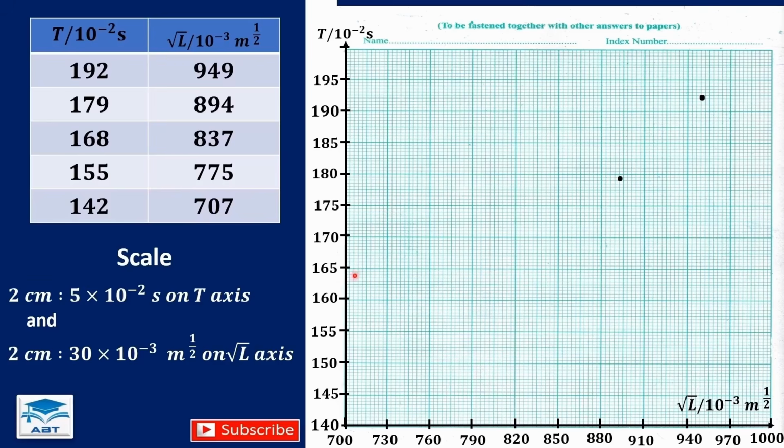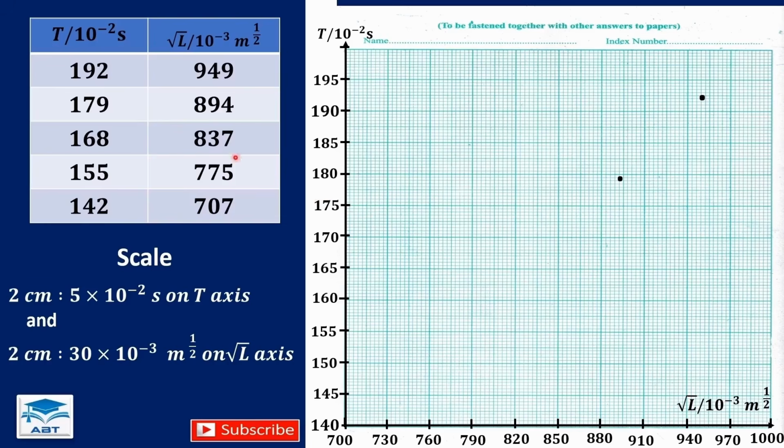168, this is 165, plus 2 boxes is equal to 1. So we'll add 6 more boxes. So 165 plus 6 more boxes will give us 168.